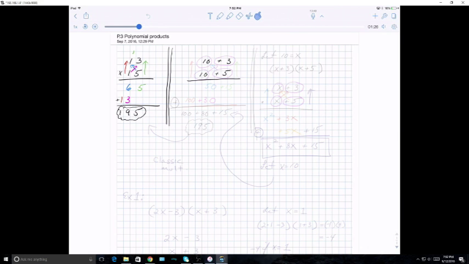So if I use the same type of color scheme here, let's use something we didn't use, this dark purple. If we circle all of the terms, including their signs, and then try the same process by which we just did our multiplication, then this would be 5 times 3, or a positive 15.